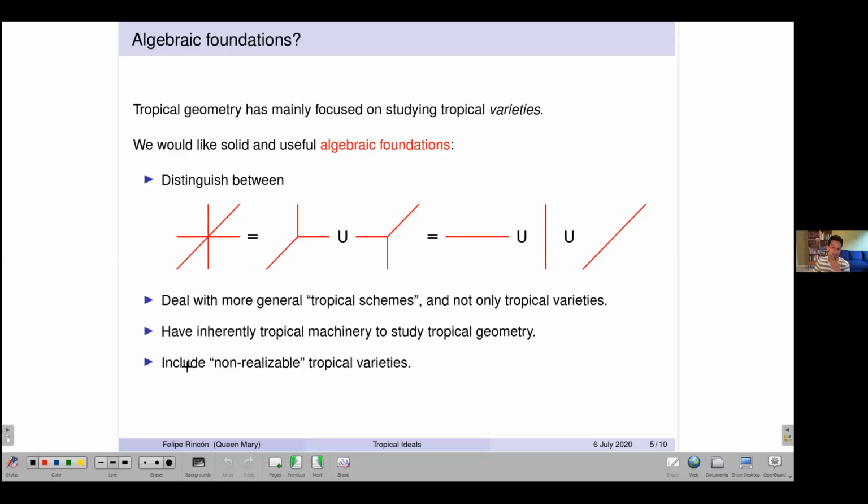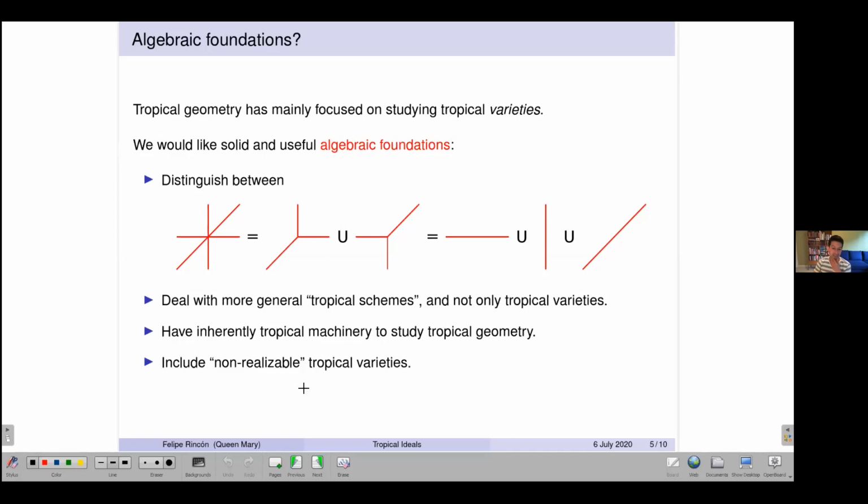And we would also like to include non-realizable tropical varieties in our study. So what is this? Well, remember that the first week we saw this theorem that told you that every tropical variety, the tropicalization of a classical variety, was a polyhedral complex, but a very special polyhedral complex. It was pure dimensional. For instance, if the variety you started with was irreducible, it had pure dimension, it was connected in codimension 1, and it was balanced. If you look at any face of codimension 1 and look around it, you see this zero tension condition around it all the time.